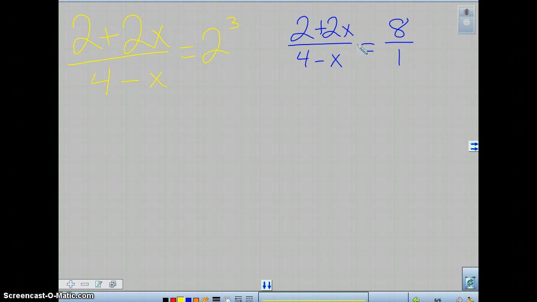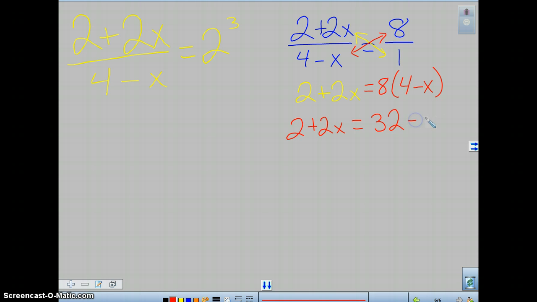When you look at this, if I multiply the top times the bottom here, remember, anything times 1 is itself, so it's just going to be 2 plus 2x. And now if I multiply the other way, going this way, that's going to equal 8 times 4 minus x. Distribute property and rewrite. 2 plus 2x equals 32 minus 8x.